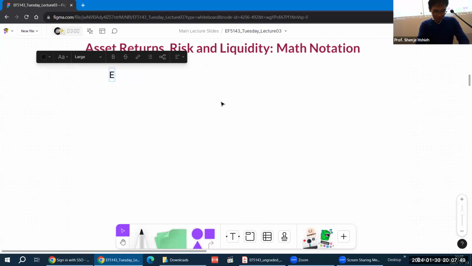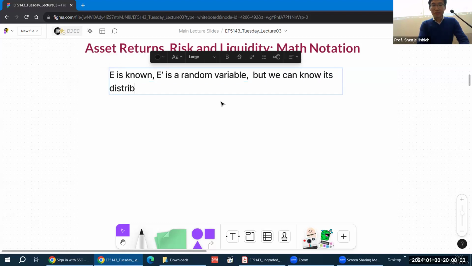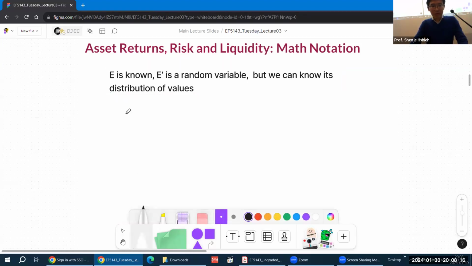E is known. That's the spot price, but E prime is a random variable. But we can know its distribution of values. Let's say we know how it's defined. There are moments we can observe, namely the mean, for example.